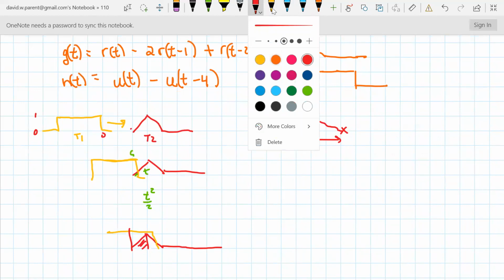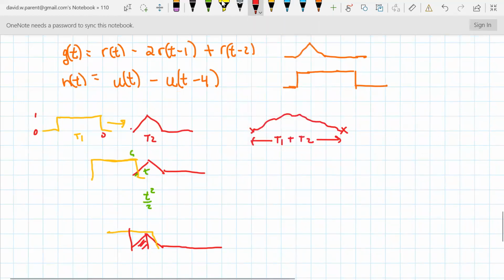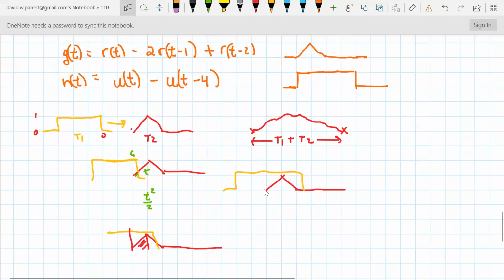Then I have another region of interest where, as this moves along, the overlap is the same. So it's going to have a constant area, so the convolution should be constant. Then it's going to leave in that same kind of way.